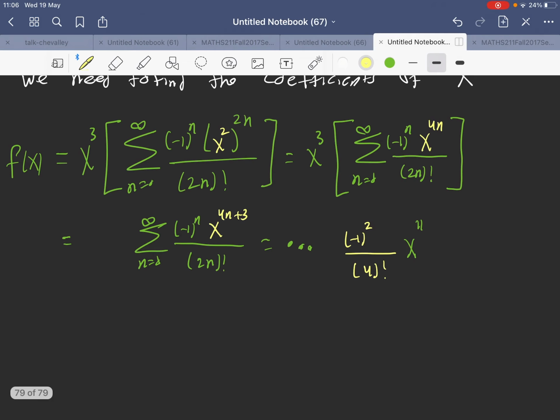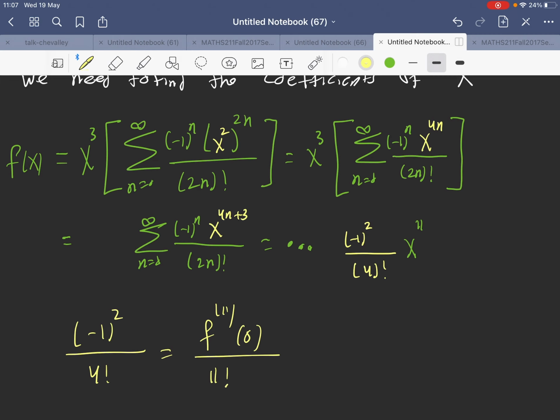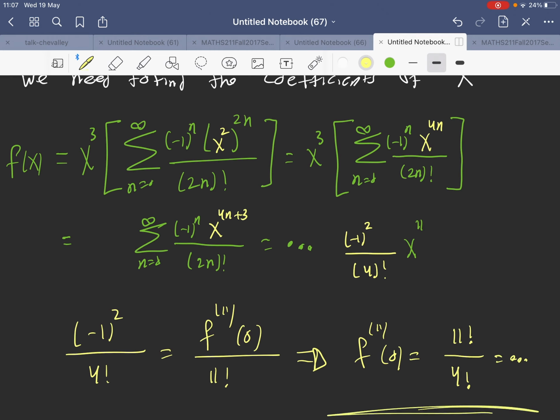And now this is exactly equal to the 11th derivative at 0 over 11 factorial. This means f^(11)(0) equals 11 factorial over 4 factorial, whatever this number is. And that's how we solve it. So mostly comparing the power of x, that will lead us to exactly what we need. Thank you very much for watching.